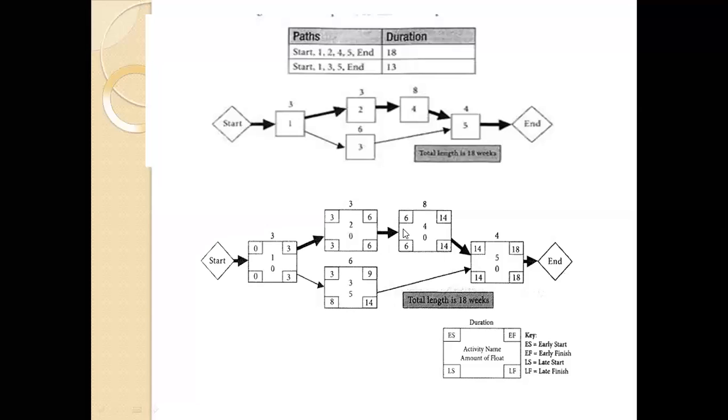Next is the next activity, which is also dependent on the previous activity. So the early start in this case will be 6 and the early finish will be 14, because 6 is the early start and 8 is the total duration it will take. The same way, the early start for the fifth activity will be 14 and it will take 4 days. So the early finish will be 14 plus 4, 18. In this way, we can draw this critical path.